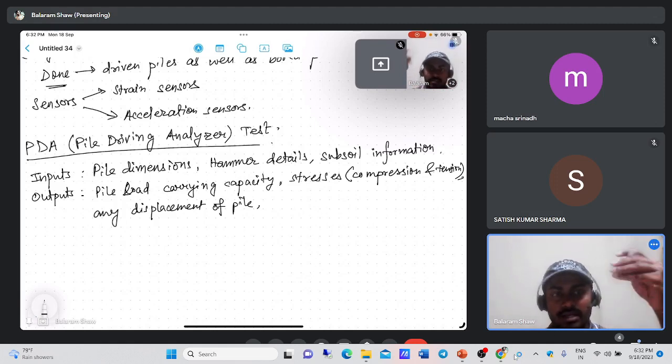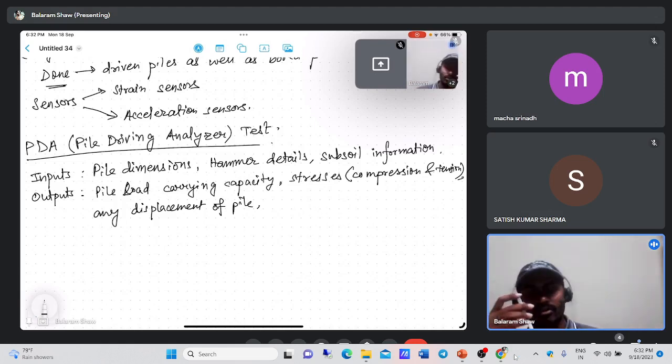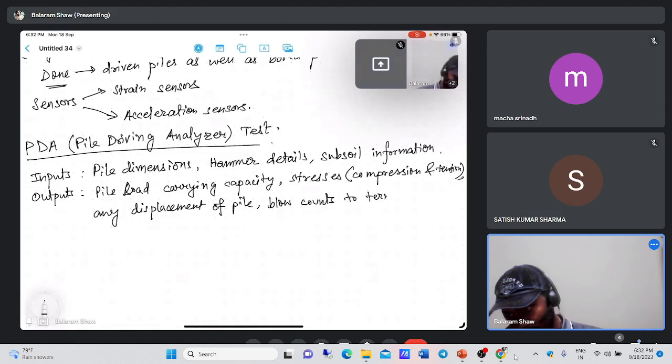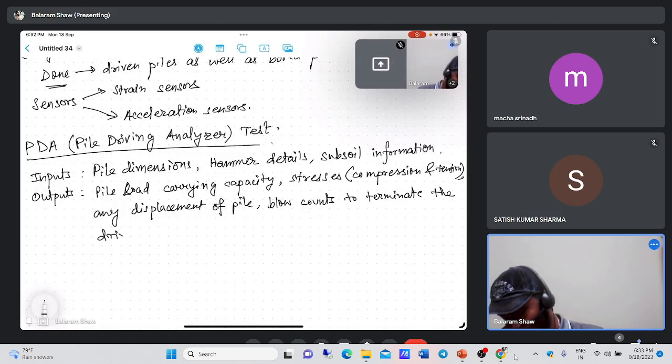Otherwise what will happen, if we are giving more number of blows, the soil below the pile can be crushed. So we need to know at how many blows of the hammer we have to stop. So blow counts to terminate the driving, then what is the minimum depth of installation.